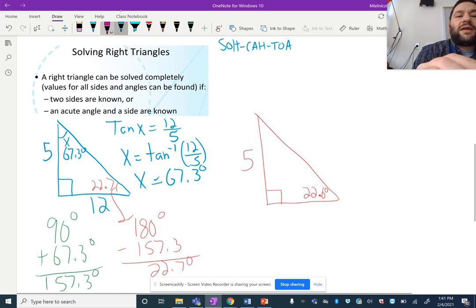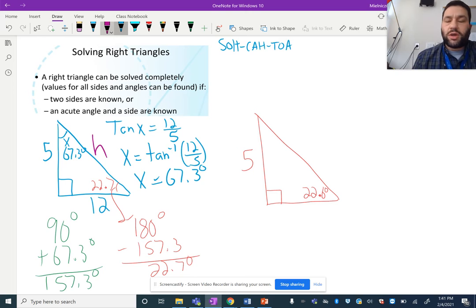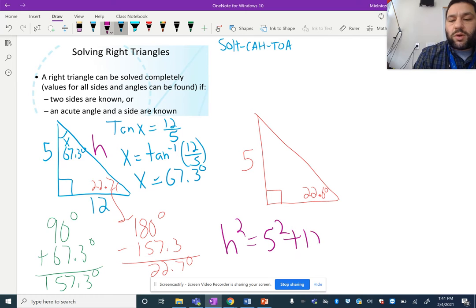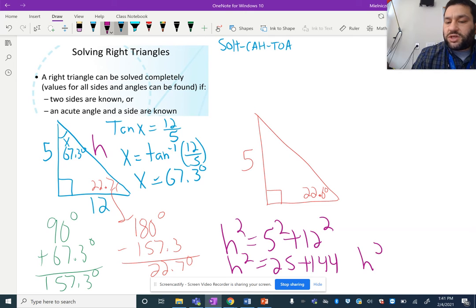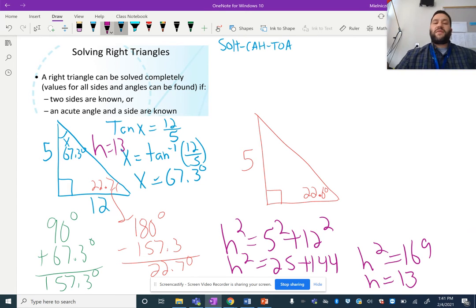Now, there's one more part we have to find. We need to find the hypotenuse, which we're going to call h. Remember the Pythagorean theorem. We know that h squared is equal to 5 squared plus 12 squared. So h squared equals 25 plus 144. So h squared is 169, meaning that h is the square root of 169, which is 13. So we just solved that entire triangle.